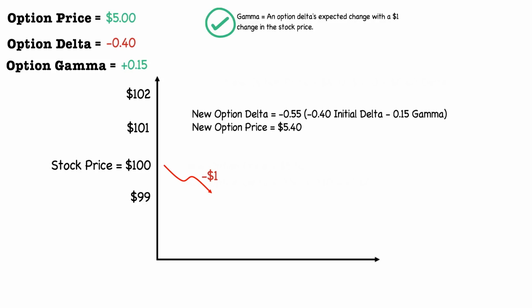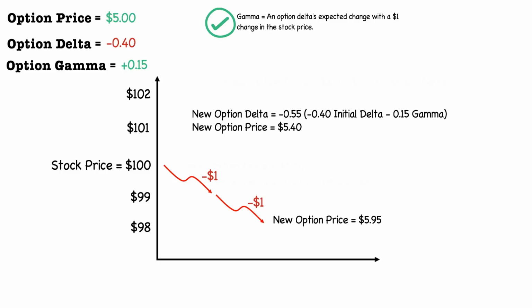So whenever we have a decrease in the stock price, you're going to subtract the delta from the option price, and when we subtract a negative number, we end up with a higher number. And also, we subtract gamma from the option delta when the stock price decreases by $1. So if the stock price goes from $100 to $99 and the initial delta was negative 0.40, if we subtract 0.15 from negative 0.40, we get a new option delta of negative 0.55.